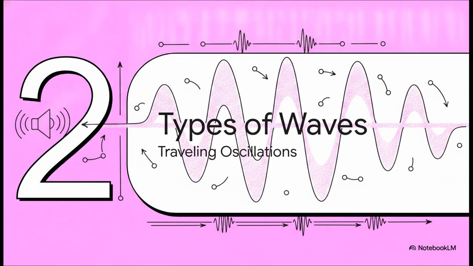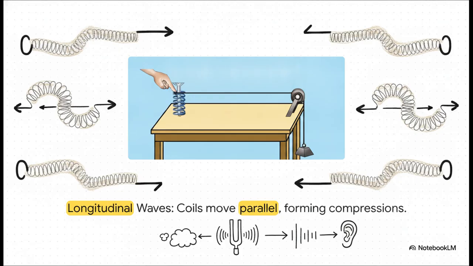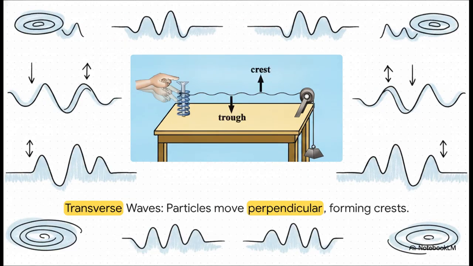Moving right along, Section 2, Types of Waves. Let's picture stretching a giant metal slinky out on a table to understand our very first type, which is the longitudinal wave. If you compress a bunch of coils at one end and let go, those coils actually move parallel to the direction the wave is traveling. As that burst of energy travels down the slinky, it squishes coils together into high-pressure zones, we call those compressions, and then spreads them apart into low-pressure zones called rarefactions. And honestly, this is exactly how a vibrating tuning fork punches sound waves right through the air to hit your eardrum.